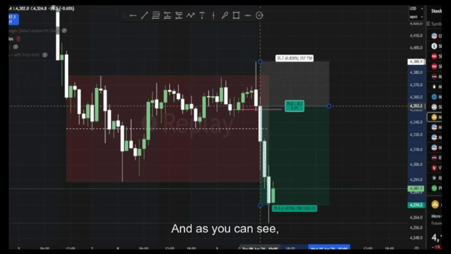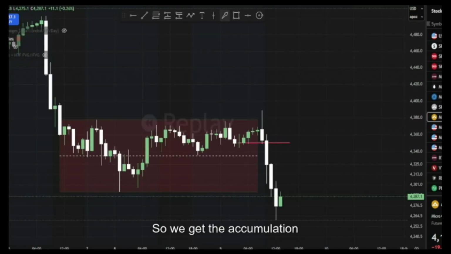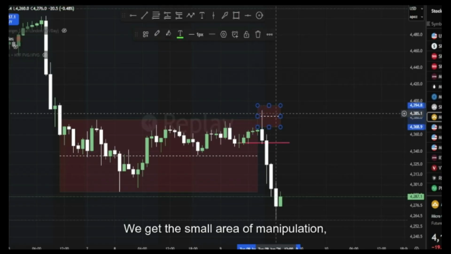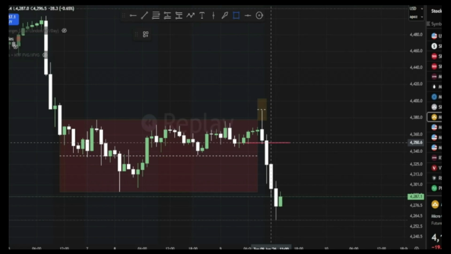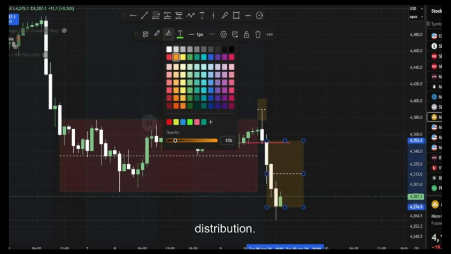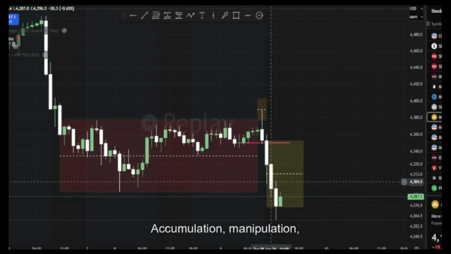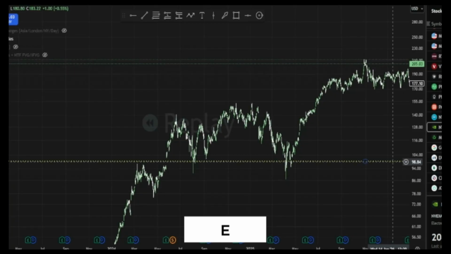And as you can see, immediately we get that. So we get the accumulation, we get the small area of manipulation, followed by distribution. Accumulation, manipulation, distribution. Okay, let's go to the next example.